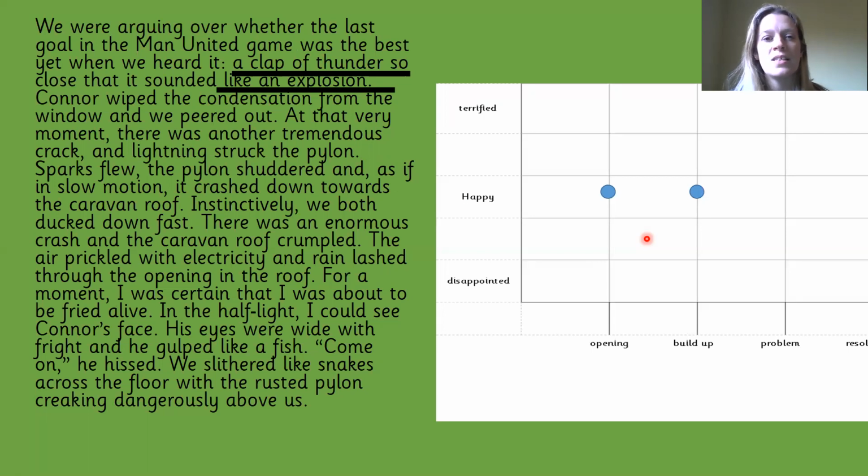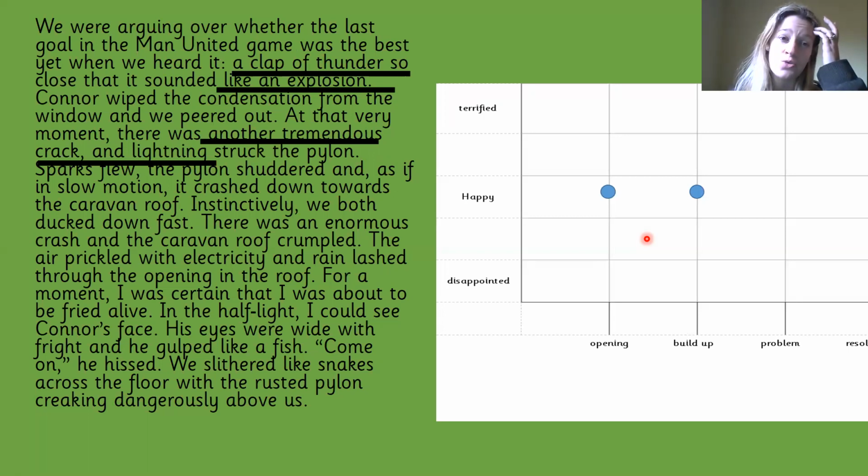Connor wiped the condensation from the window and we peered out. At that very moment, there was another tremendous crack. Oh, I like that. We've got that another tremendous crack. And lightning struck the pylon. So again, here we've got some more negative language. It's this idea of a tremendous crack and lightning striking that pylon. I think it's telling us that maybe their feelings are starting to change. Maybe they're not feeling as safe as they once did inside the caravan.